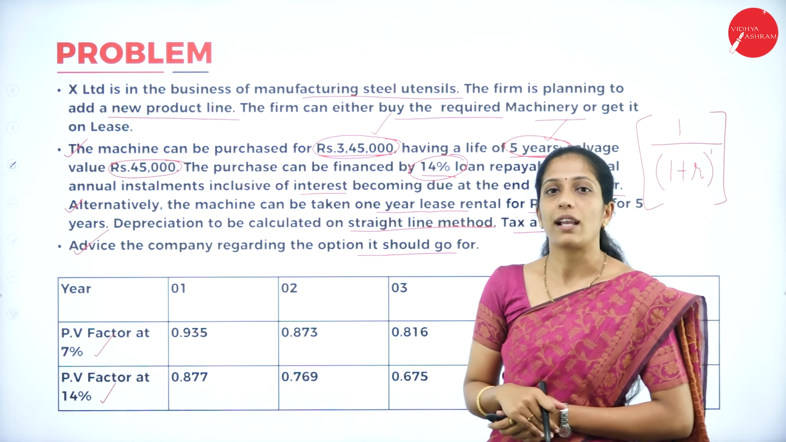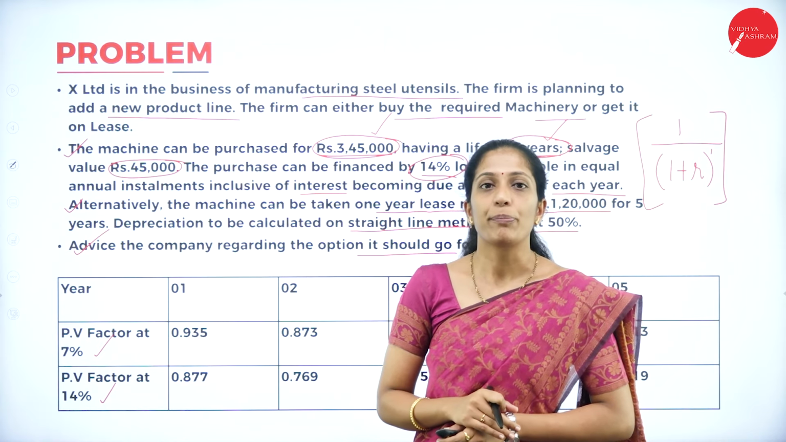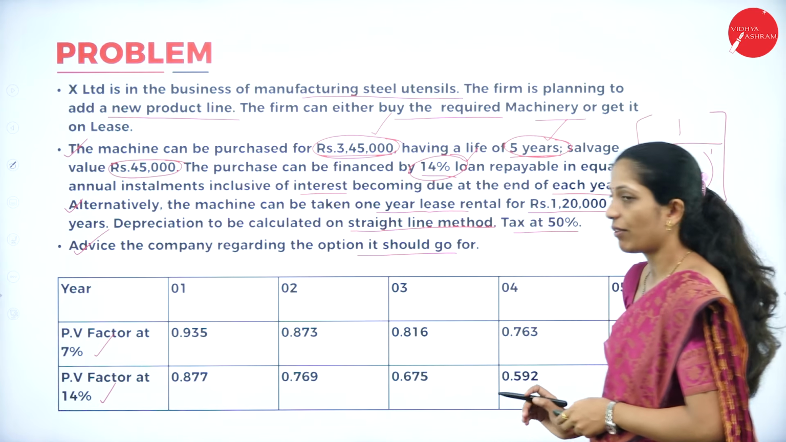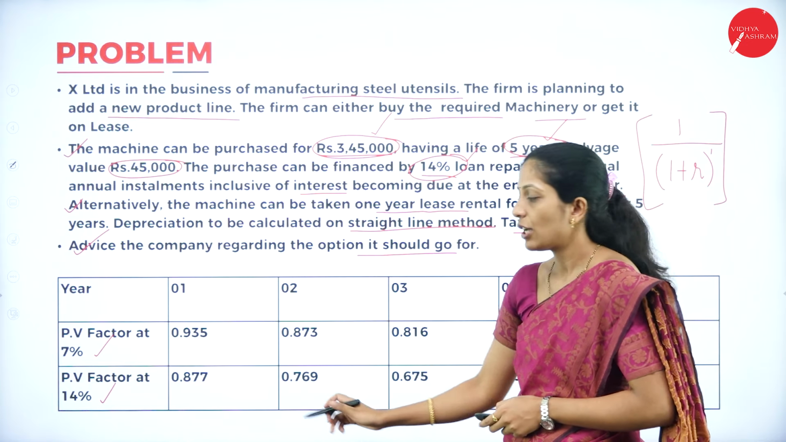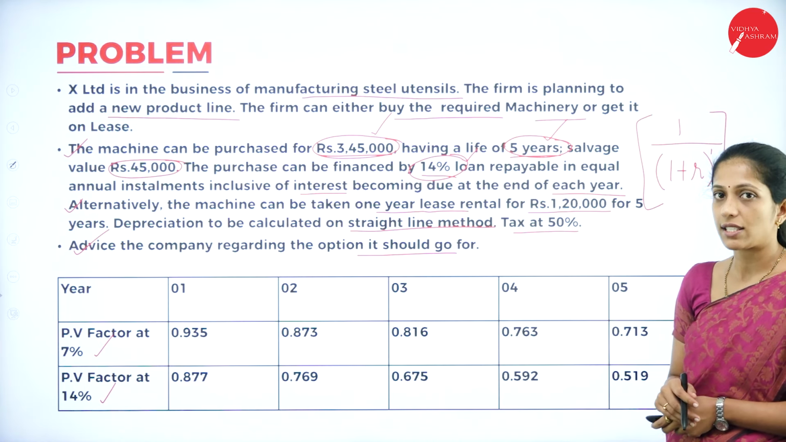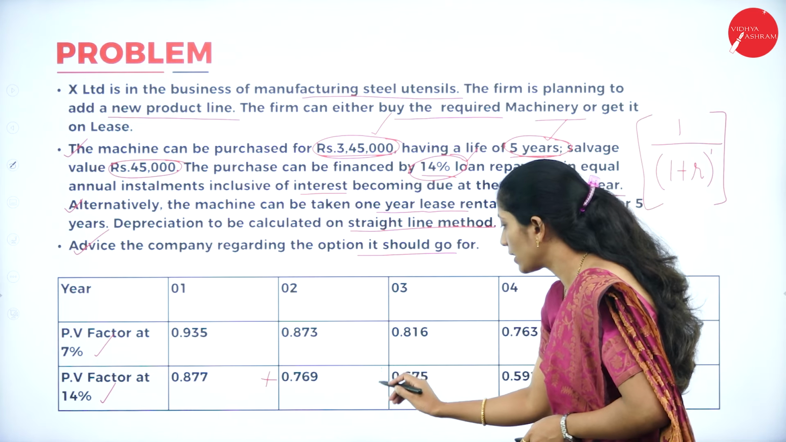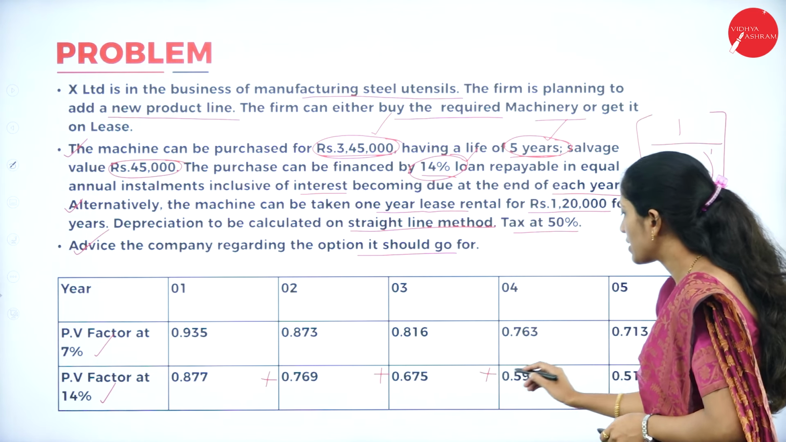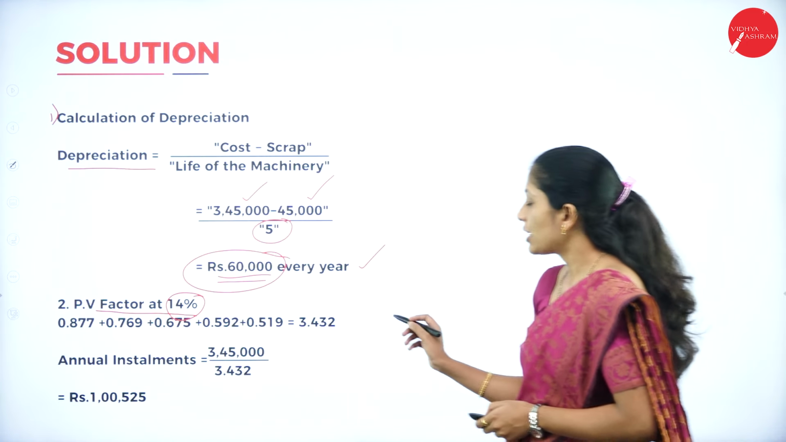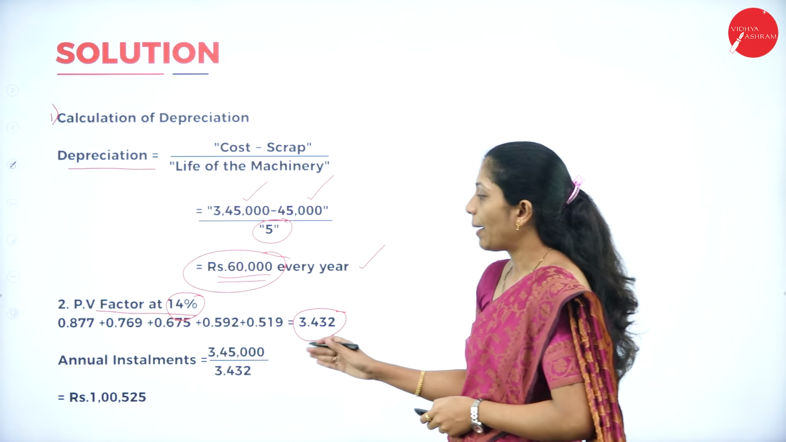What is the formula to calculate the annual installment? The annual installment is equal to cost of the asset divided by the PV factor of 14%. They have given the 14% PV factor, right? That is for 5 years. So add all the PV factors of 5 years. When you add 0.877 plus 0.769, plus 0.675 plus 0.592 plus 0.519, you'll get the total PV factor as 3.432.